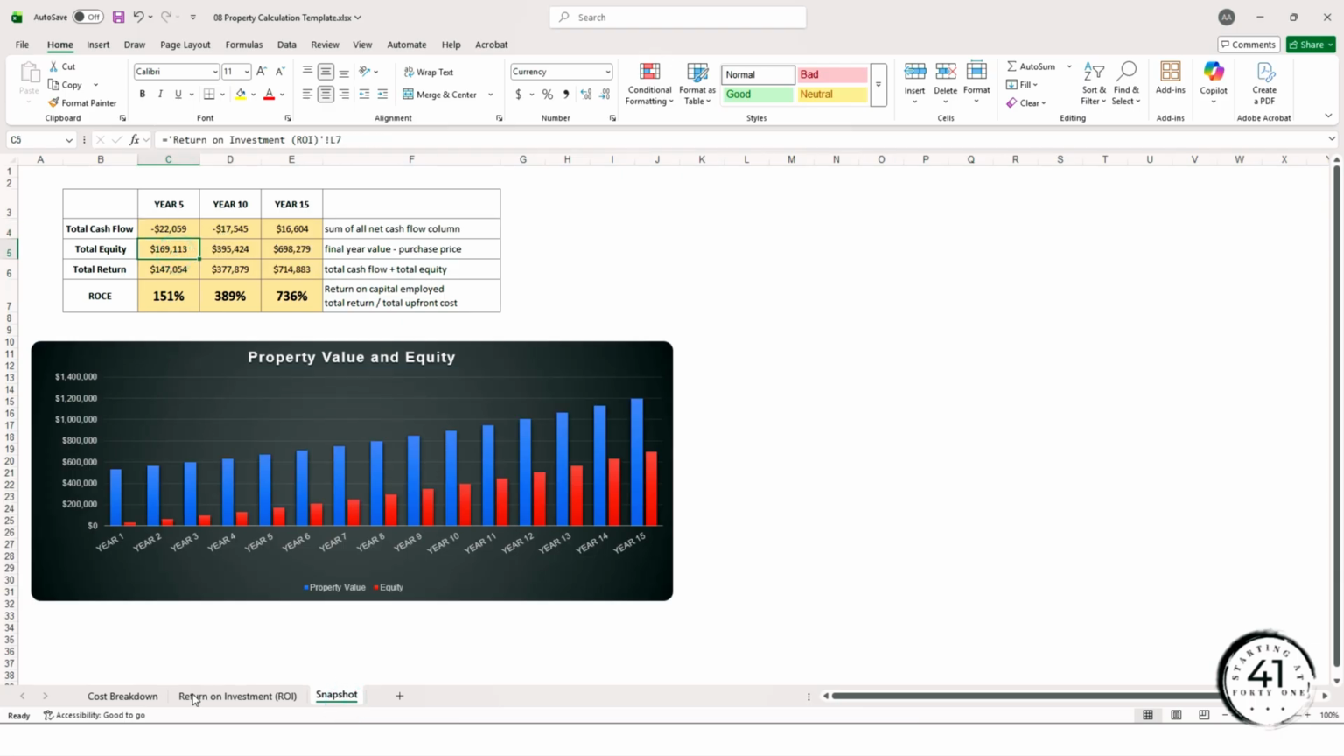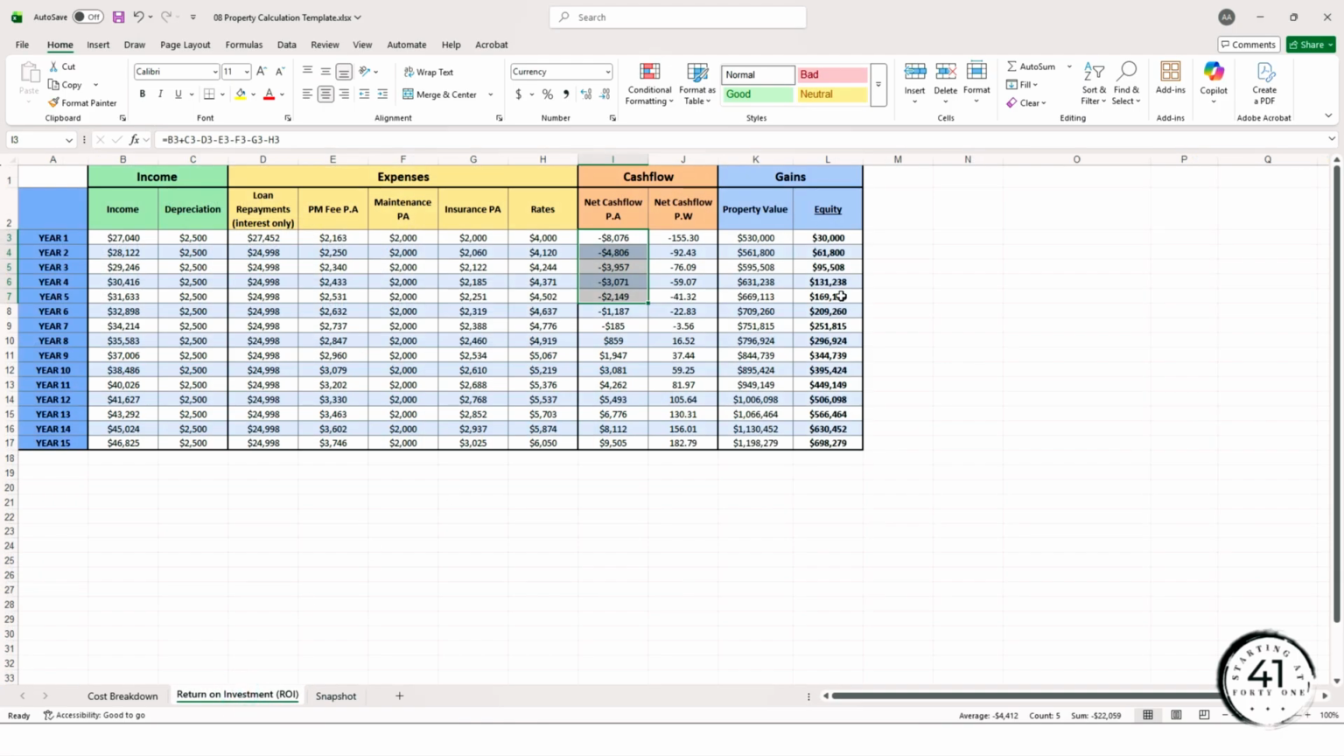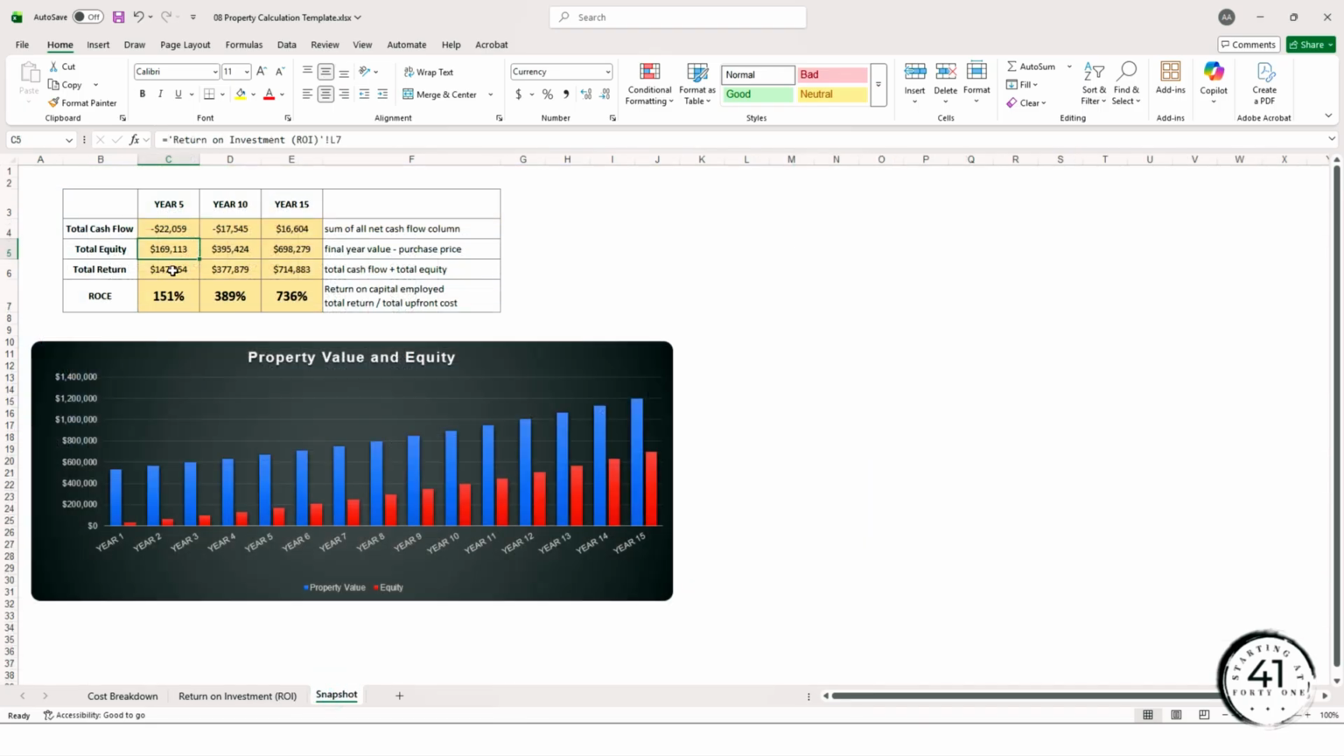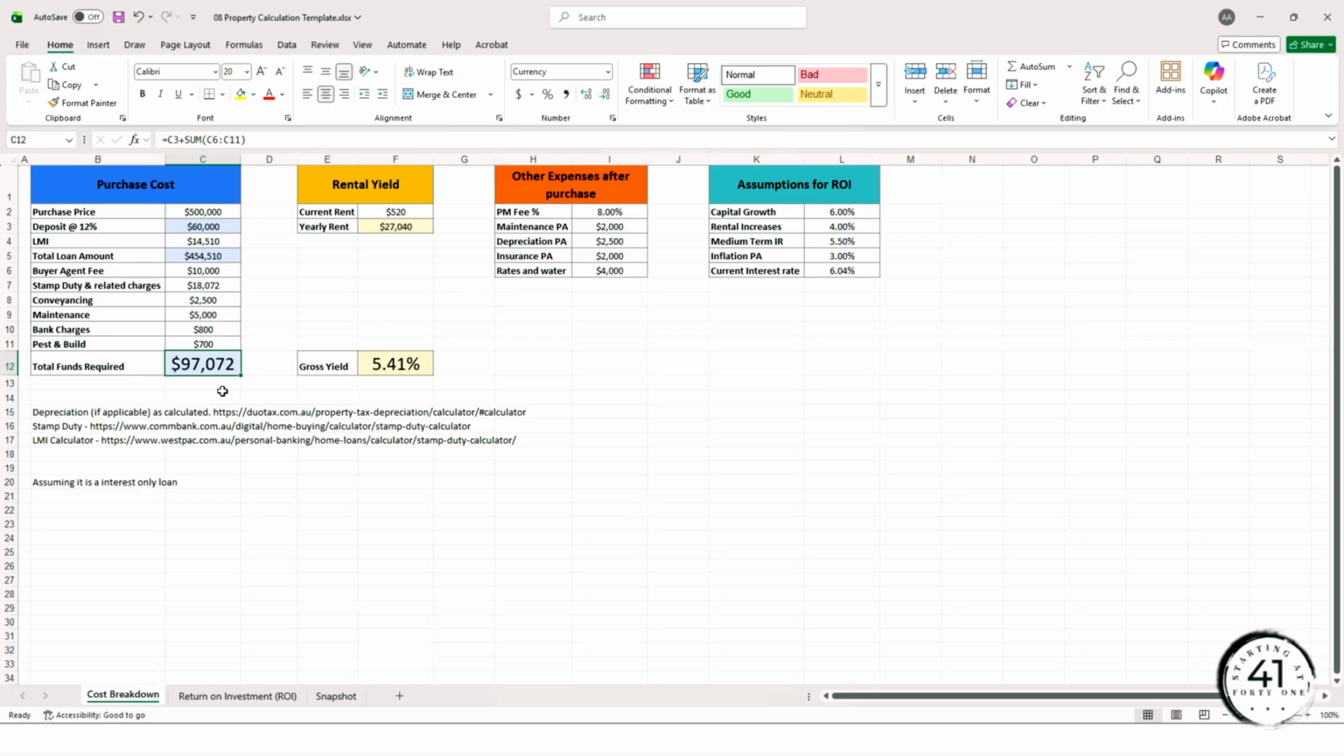Total equity is 169,113. Total equity in year 5 is 169,113. Total return is total equity minus total cash flow. It gives you $147,000. Now in this section, we are calculating the return on capital employed, which is simply the money that you invested, which is $97,000.